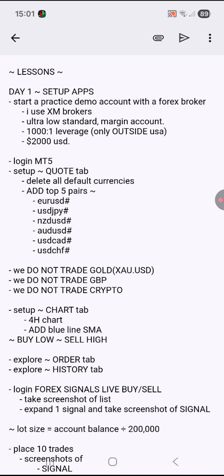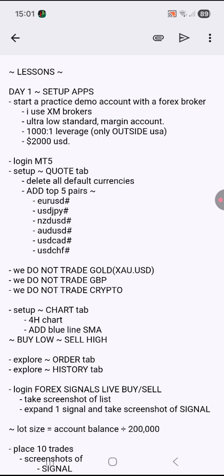In the US, they limit the leverage to 50 to 1. So in the US, you can put up $1,000 and use $50,000 of your broker's money. So that's what leverage is. We get a little more bang for our buck outside of the USA with 1,000 to 1 leverage.